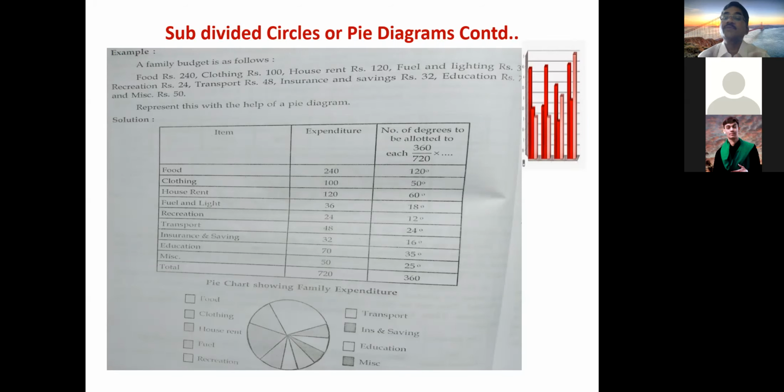Like that, the pie chart is to be calculated, or designed. Now, what is the important aspect in this topic? The important aspect is the formula. Once you know the formula, the creation of a pie chart is not at all a problem. What is the formula? I repeat once again because we are moving to the next slide. The formula is: number of degrees to be allotted, that is 360, which is fixed, divided by 720, which for this problem is 720.